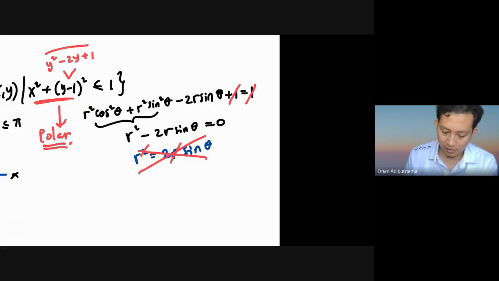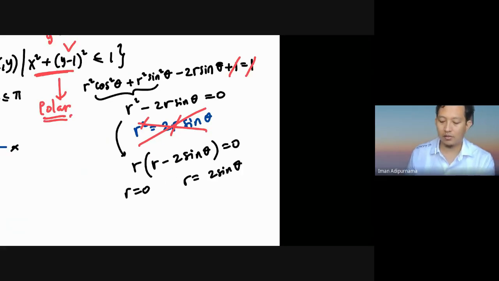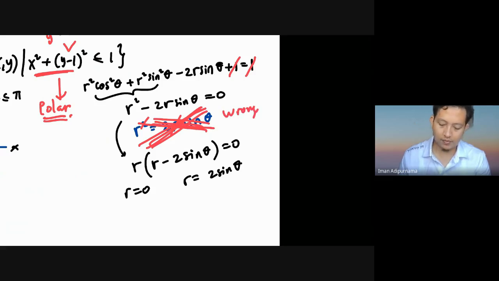So you need to take this r out and factorize, and this will be this. So you have r equals 0 and r equals sine theta. So r can be 0. That's the problem. So this is the wrong way. This one is wrong, so you need to do these factorizations. Okay, so that is our r.